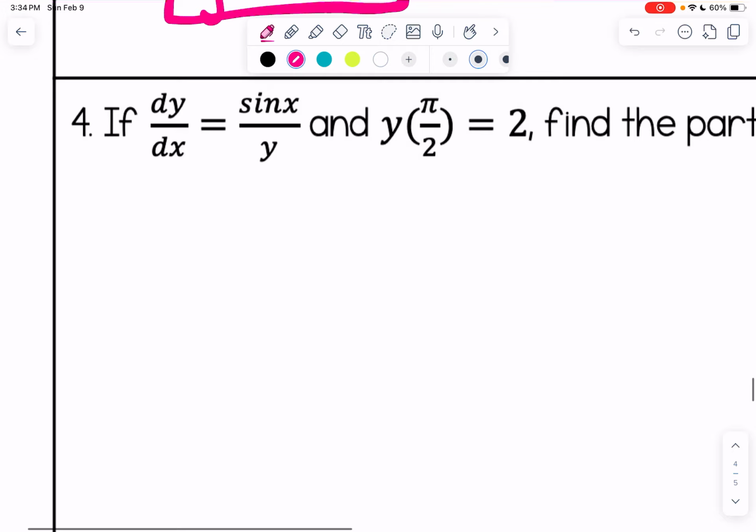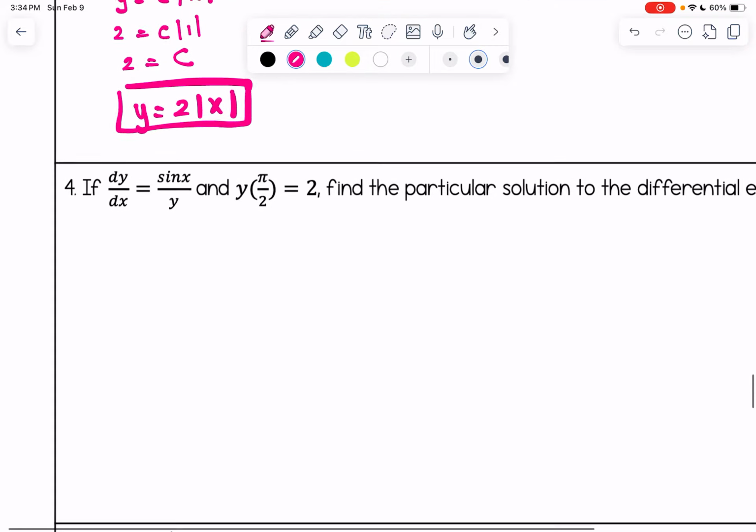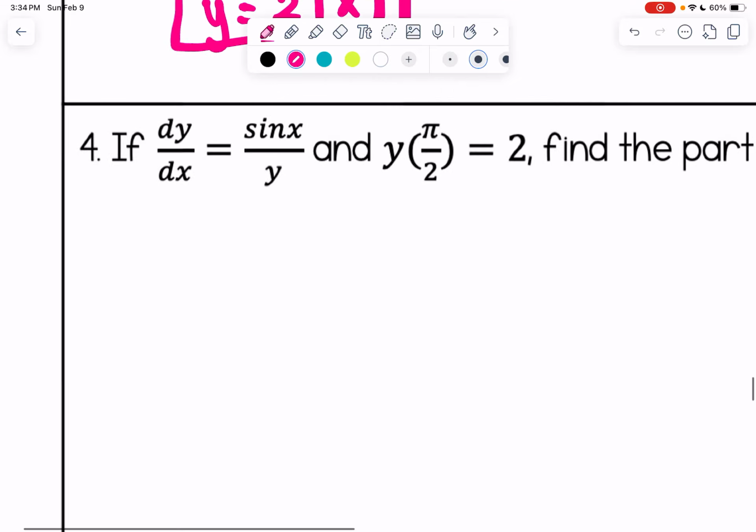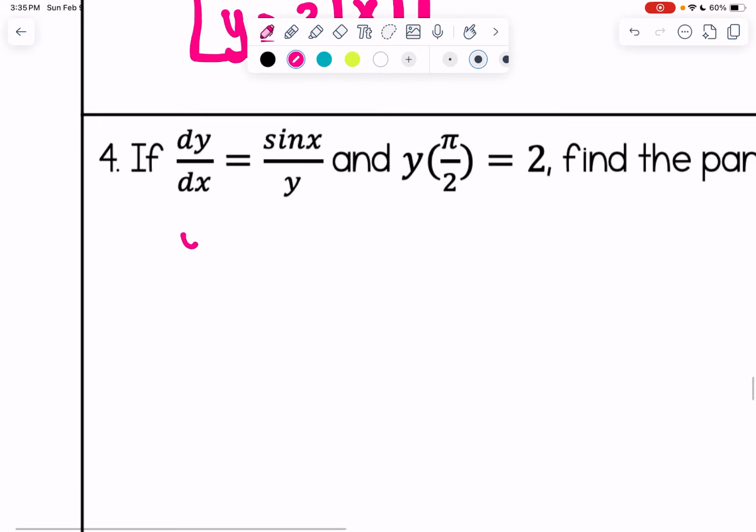Number 4, if dy over dx equals sin of x over y and y of pi over 2 equals 2, we're going to, again, find the particular solution to the differential equation. So our directions are really all the same on these. It's just the differential equation is changing and that given point. All right, when I cross multiply, I will have separated the variables.